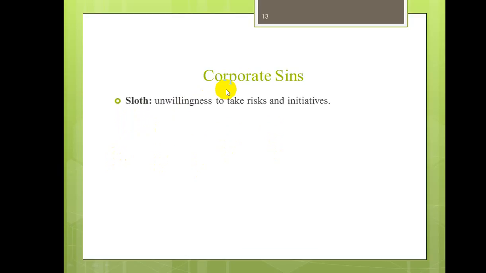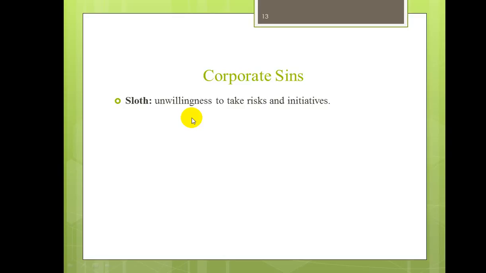sloth, unwillingness to take risk and initiative. This type of governors and managers, the sloth is unwillingness to take a risk and initiative. It means they are not taking any initiative. They don't want to, just for the sake of their laziness, so they can't take any decisions. The sloth here shows laziness.